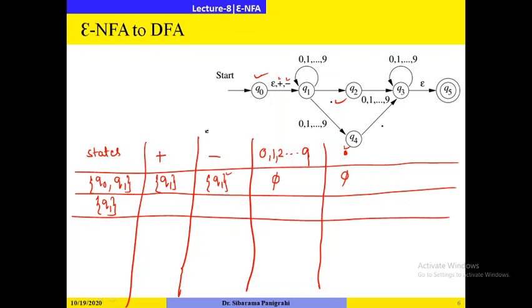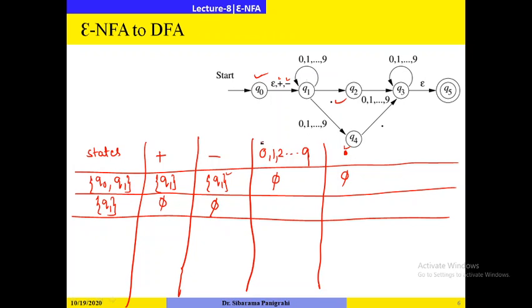So Q1 by taking plus as input, there is no next state. So here it will be phi. Q1 by taking minus as input. Q1 doesn't take minus as input. So here it will be again phi.